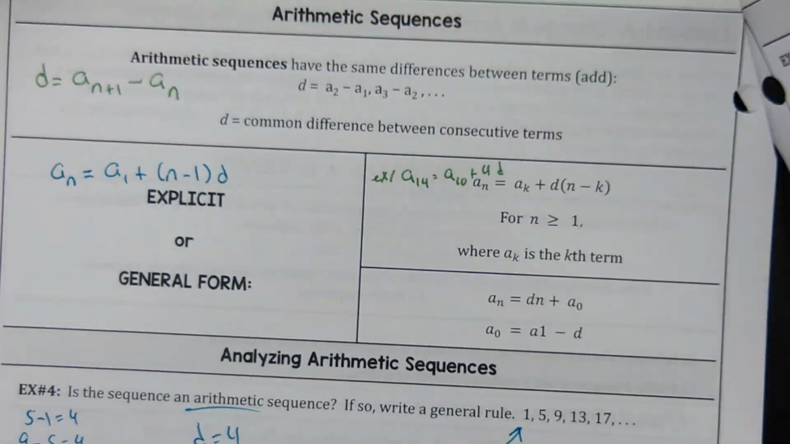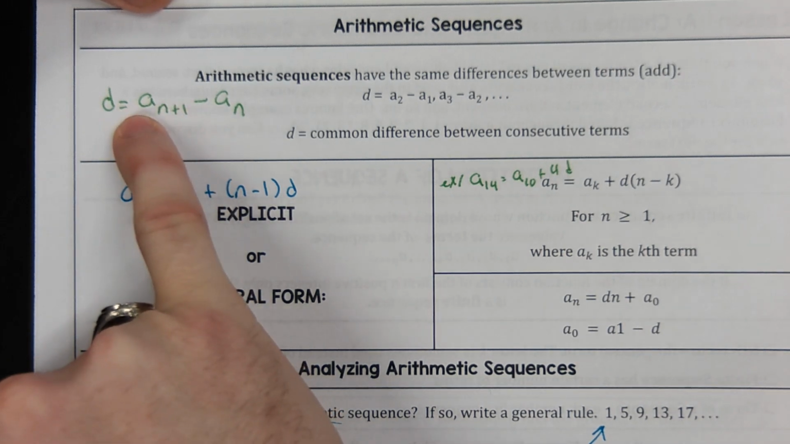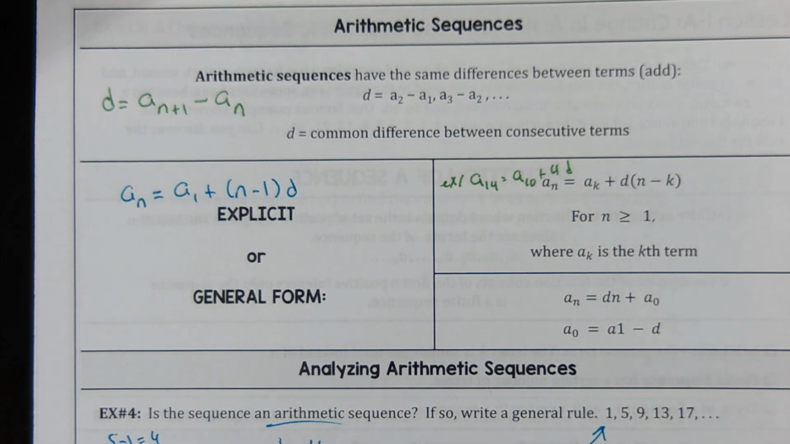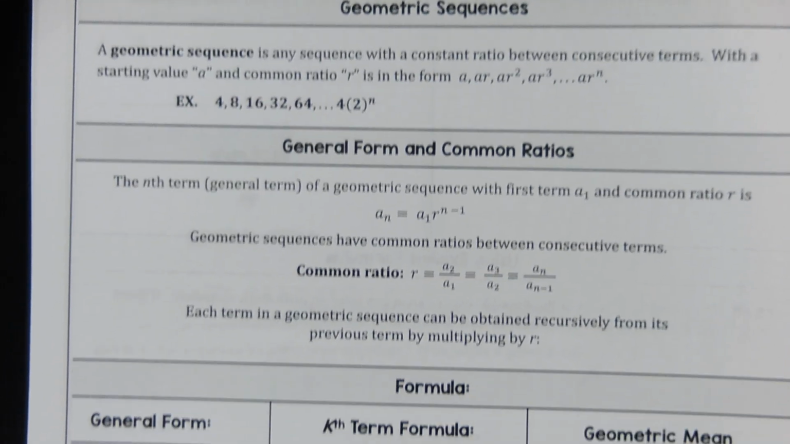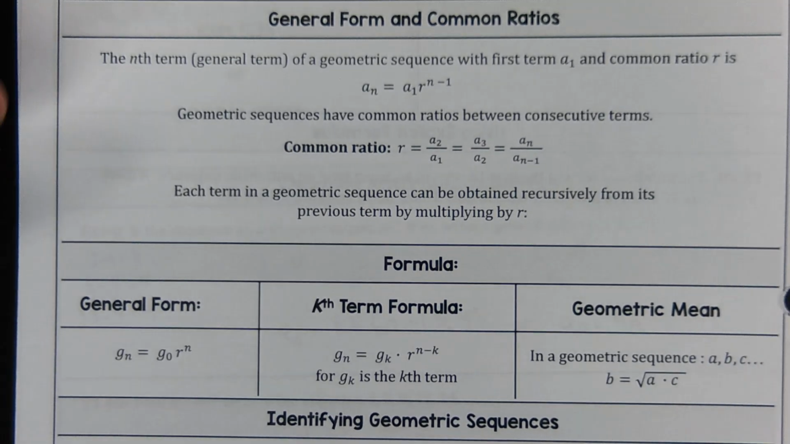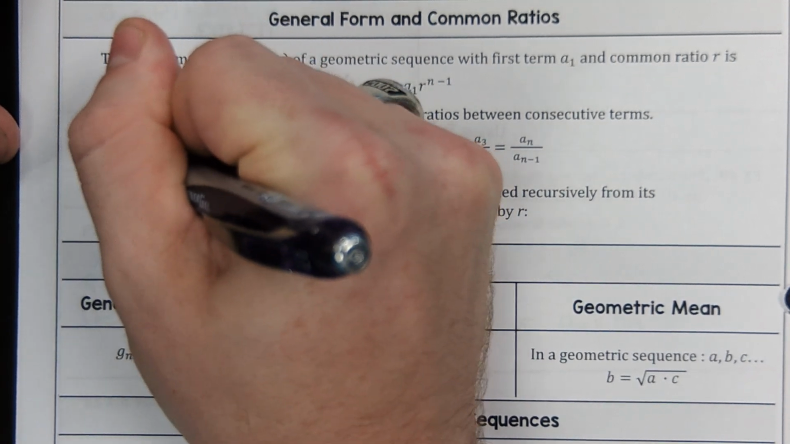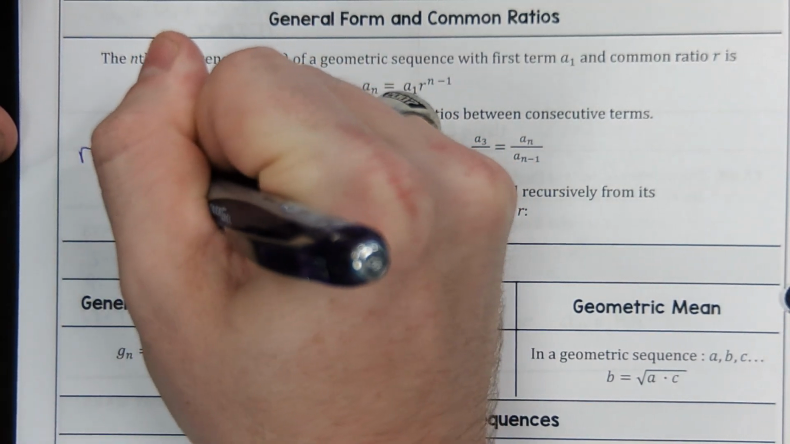For arithmetic, I already showed you, but the common difference is found by taking any term and subtracting the one before it. Since geometric things are defined by multiplication, the common ratio can always be found by taking any term and dividing by the one before it.